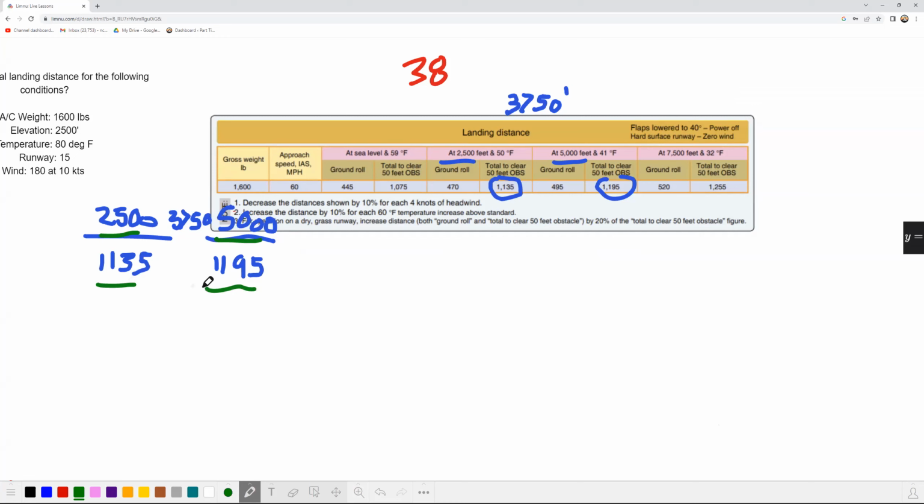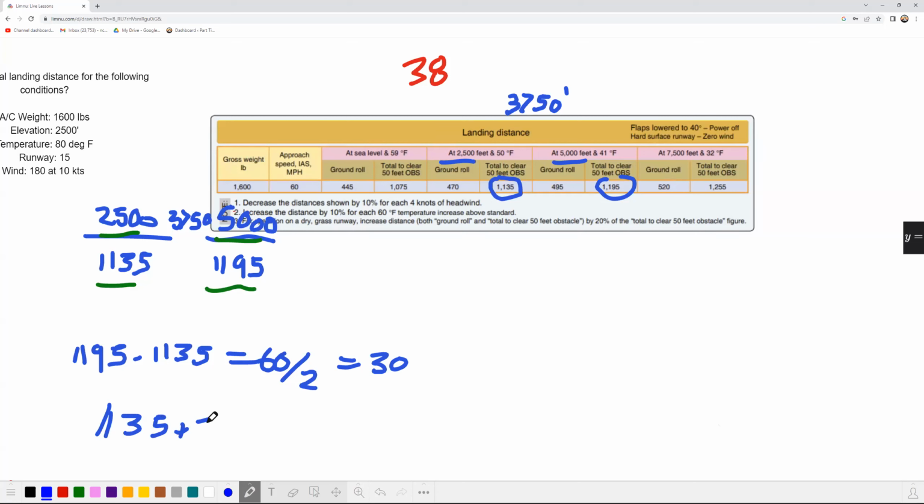Between 1135 and 1195 is a difference of 60 feet. If we subtract 1195 minus 1135, we get 60. If we take half of 60, dividing by 2, we get 30. So halfway between the two is a value of 30. Then we just add 30 to 1135, and that gives us 1165.